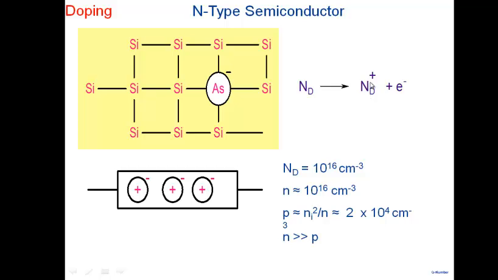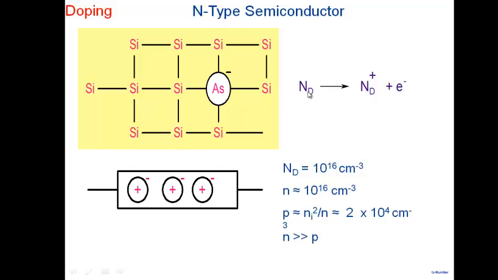So the arsenic atom or the donor atom will become positively charged and will create an electron in the conduction band. Now note, in this process, the holes are not created, because the source of the electrons are the donor atoms here. So all you are doing is you're taking a donor atom, it gets ionized, becomes positively charged, and creates an electron in the conduction band here. All right, so that's the picture that we have.